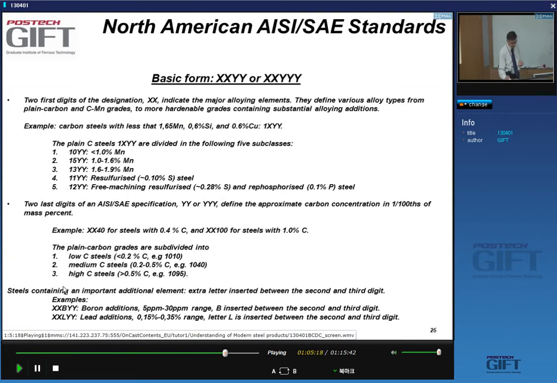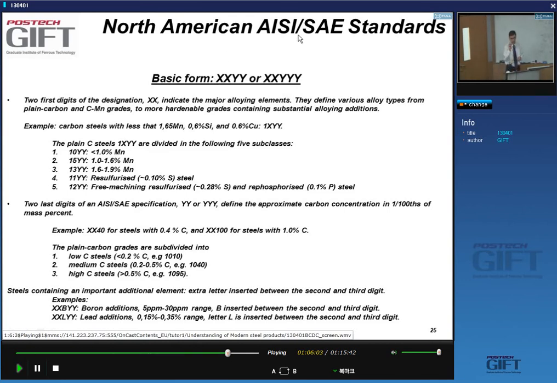Okay. In North America, they just like numbers, right? And so it's a little bit more compact than the JIS norms and the European norms. A little bit more compact, but there's a little bit less information in the number. And so unless you're familiar with these numbers, it takes a while to discover what the meaning is. You need to know what the meaning is behind the numbers.